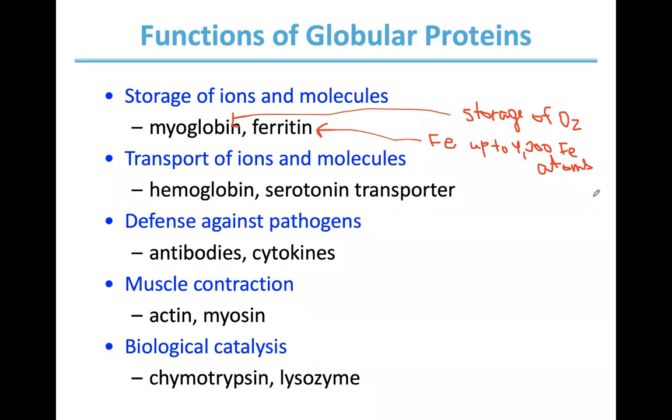So very well, the protein that has evolved to contain so much iron. All right, so for transport, here we're going to talk about hemoglobin. We'll talk about serotonin transporter. Anybody knows what serotonin transporter does? It's a neurotransmitter, right? Neurotransmitter.